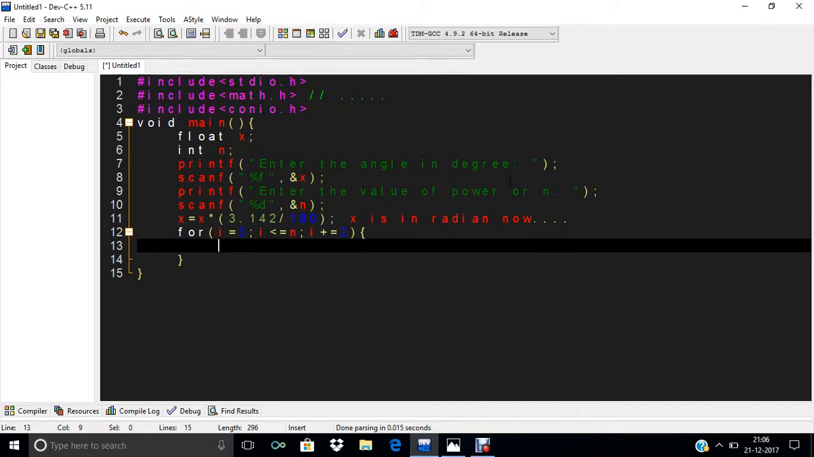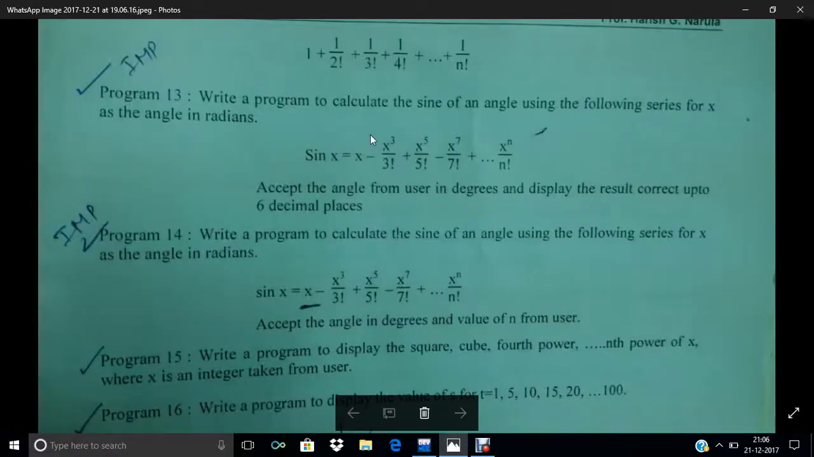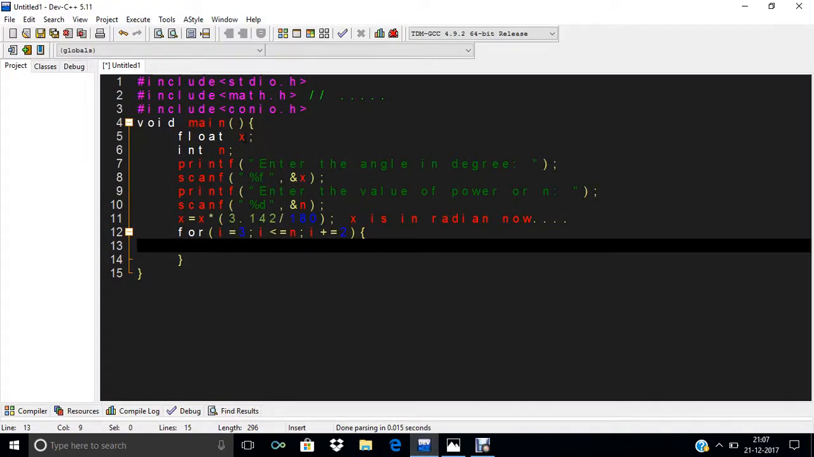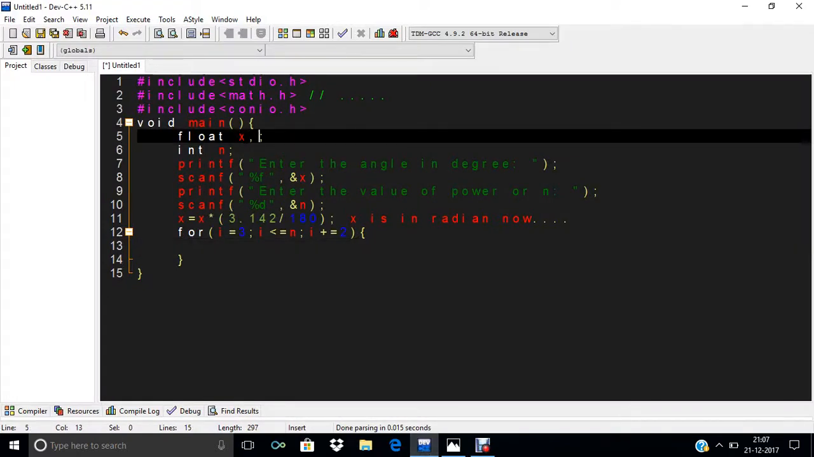Now we'll make it simple by separating the parts. The numerator part, x raised to 3, x raised to 5, x raised to 7, we will calculate differently, and the denominator part, 3 factorial, 5 factorial, the factorial parts we will calculate separately. So for that we'll declare the variables here, and they should be float. I don't need to say why float again, because it can be in decimal form too.